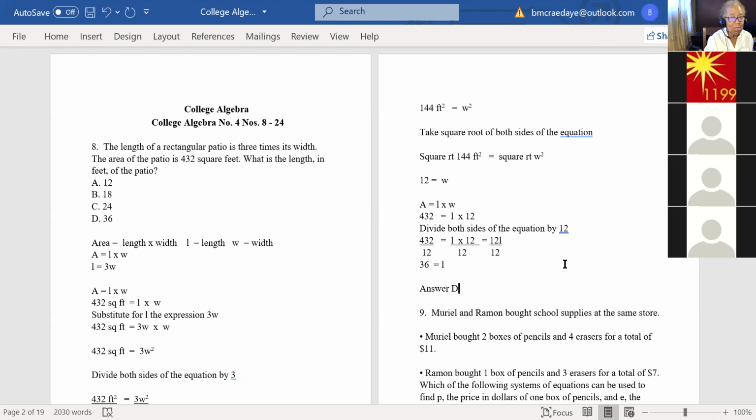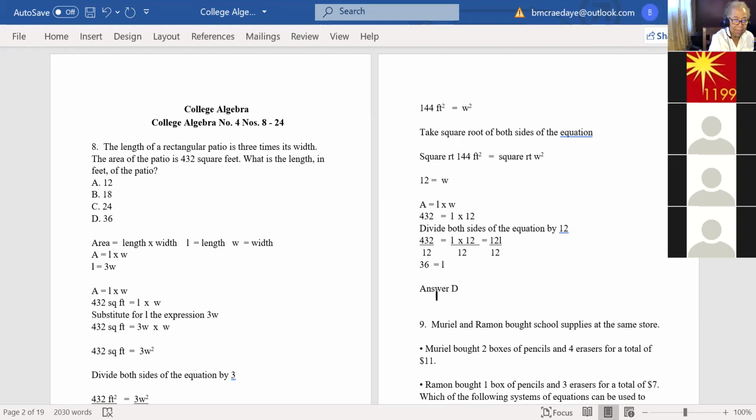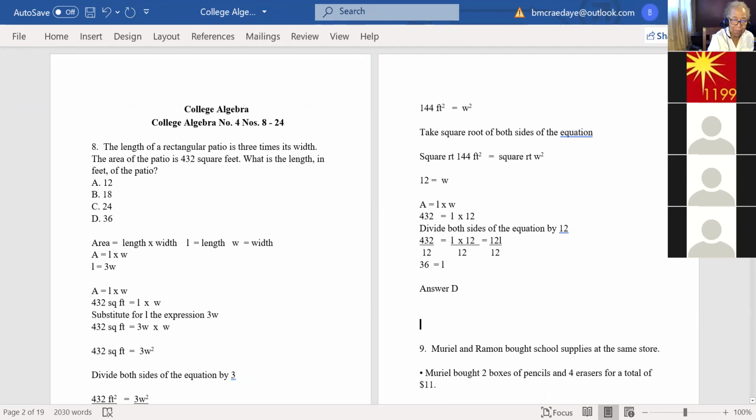Any questions on number 8? So the answer is 36, Miss Barbara? Yeah, the answer is 36, letter D. You'll see a problem like this again. It's a popular kind of problem where you're given the area and you're given some relationship between length and width, and you have to solve for either length or width. All right, let's go to the next problem.